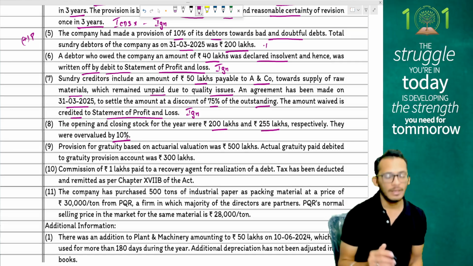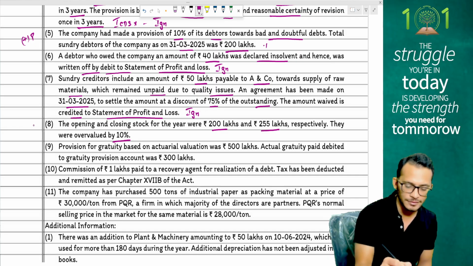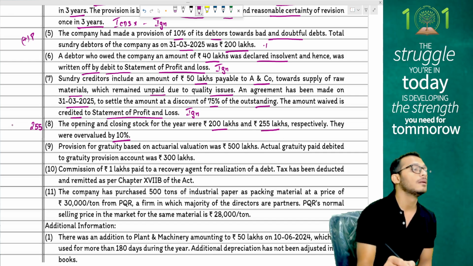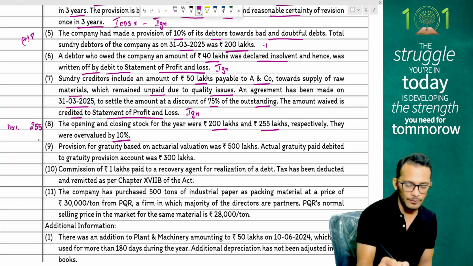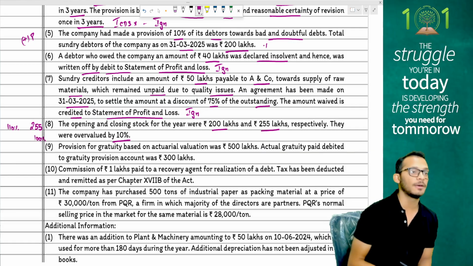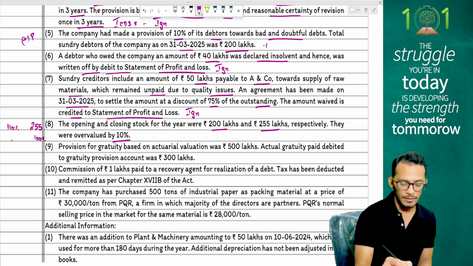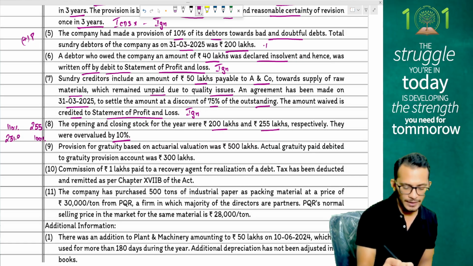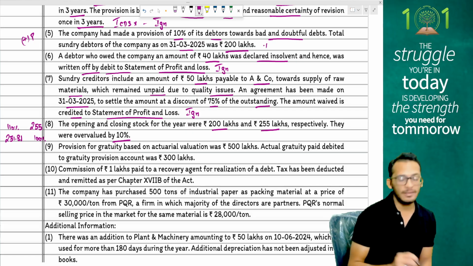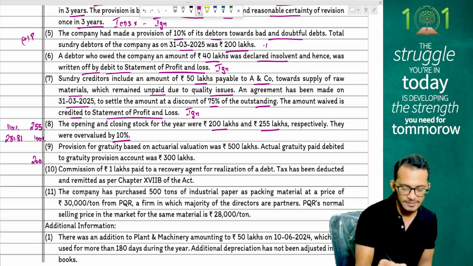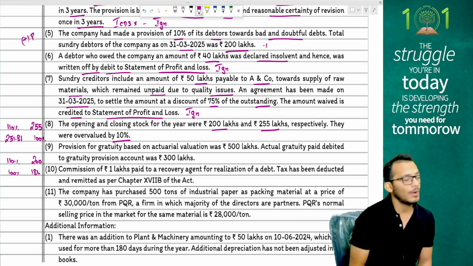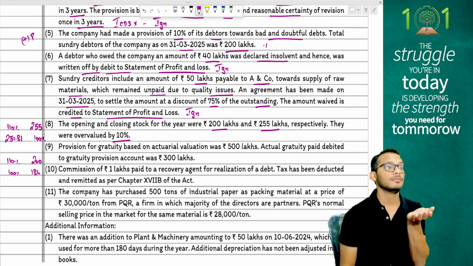Yes or no? Which means, people, my closing stock is showing how much? 255, which is 110%, and therefore I want 100%, giving me a number of 231.81. On similar terms, people, 200 is 110%. I want 100%. 181.81. People, my stock is overvalued.